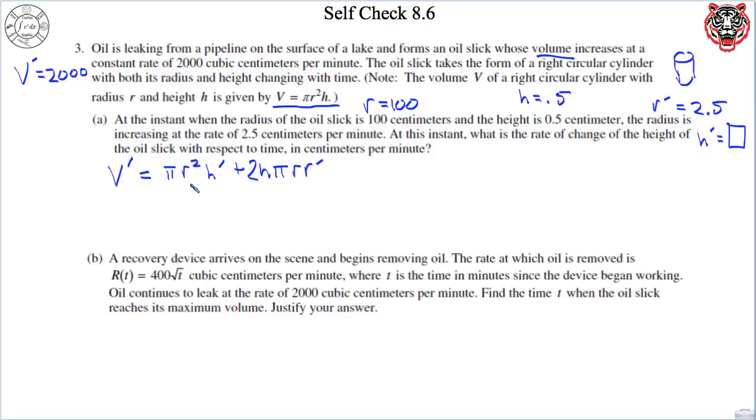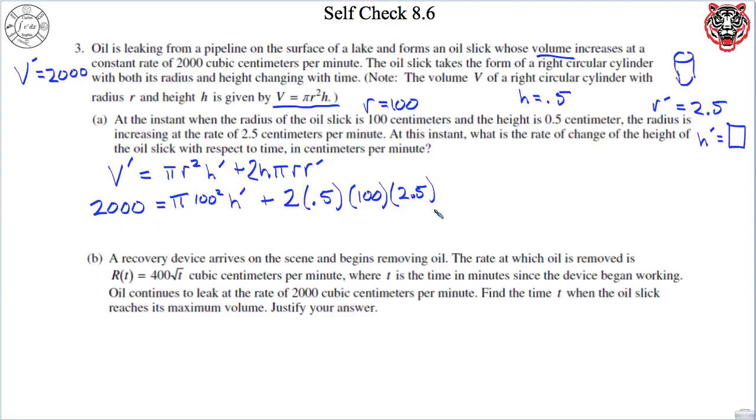So let's plug in everything that we know for V prime. V prime is 2,000, so 2,000 is equal to pi. We know radius is 100, so 100 squared h prime. We don't know h prime. There's the unknown. That's going to be plus 2. We know h is 0.5. We know radius is 100, and we know r prime is 2.5. So we know everything in here but h prime, so just move everything to the other side.